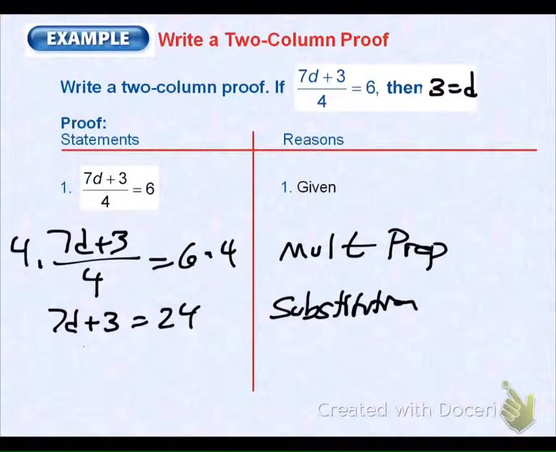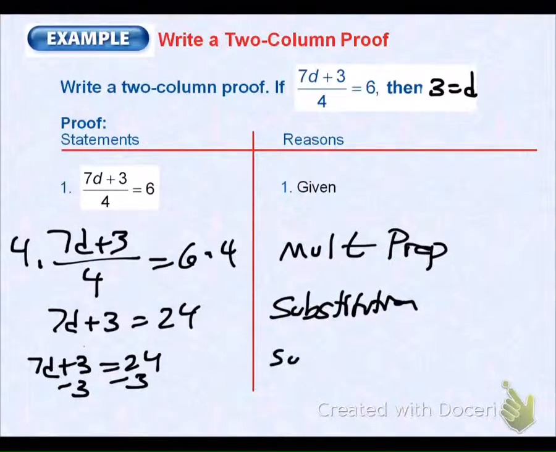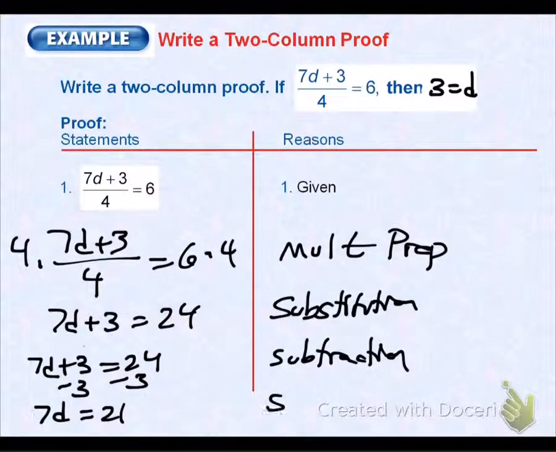Then they would write this is subtraction property. Then they would write this is substitution property. So the difference between what they did and what we did is that we did the multiplication and subtraction ahead and simplified. They wrote every time you simplified, they substituted in 24 for 6 times 4. They substituted in 7D plus 3 for 4 times 7D plus 3 over 4. They substituted in 7D for that. So every time they did something, they simplified, which we call substitution.